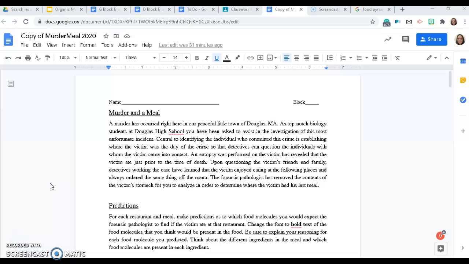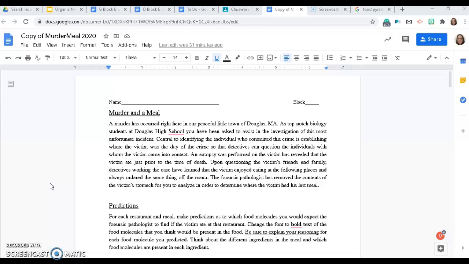So here is the background for the lab. A murder has occurred right here in our peaceful little town of Douglas, Massachusetts. As top-notch biology students at Douglas High School, you've been asked to assist in the investigation of this most unfortunate incident. Central to identifying the individual who committed this crime is establishing where the victim was the day of the crime so that detectives can question the individuals with whom the victim came into contact.